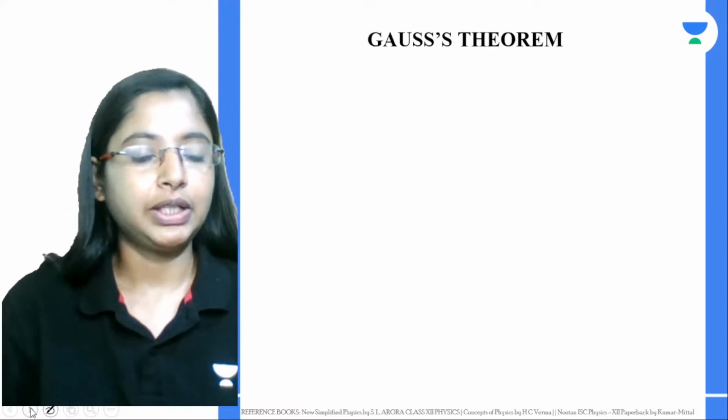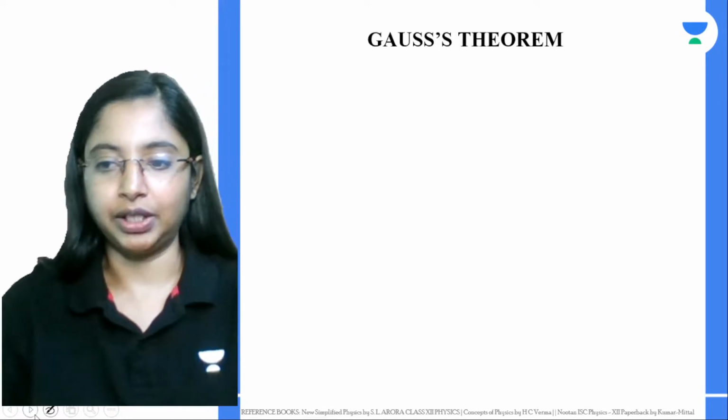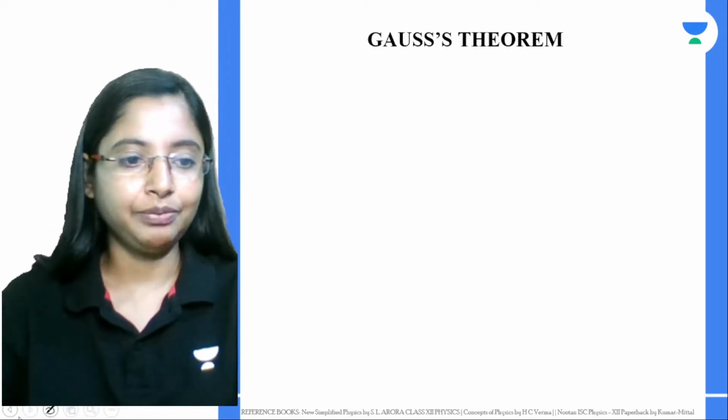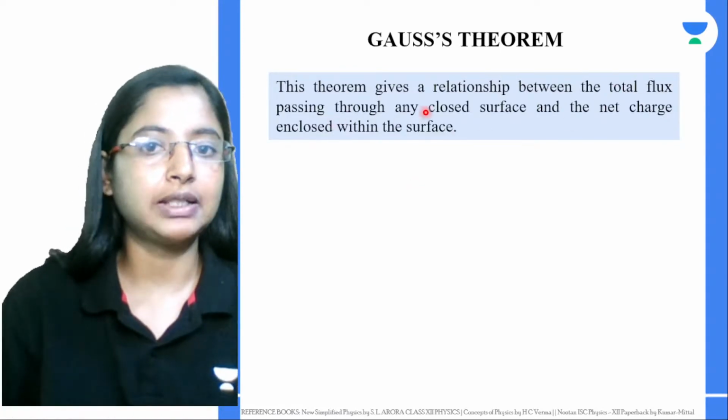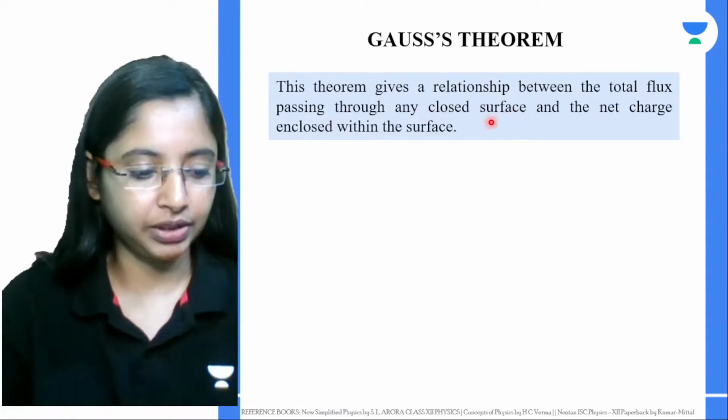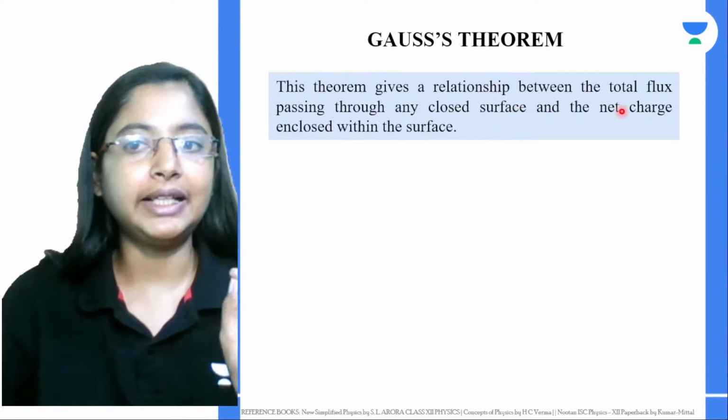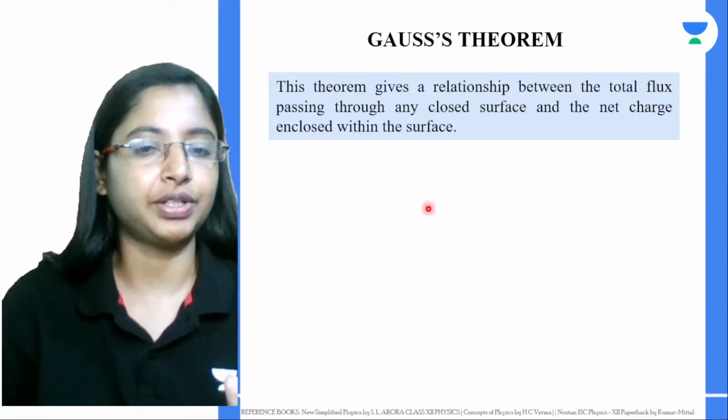Now with this note, we are moving into Gauss's theorem. This theorem simply gives you the relationship between the total flux passing through any closed surface, and the net charge enclosed within the surface. It works only for a closed surface.